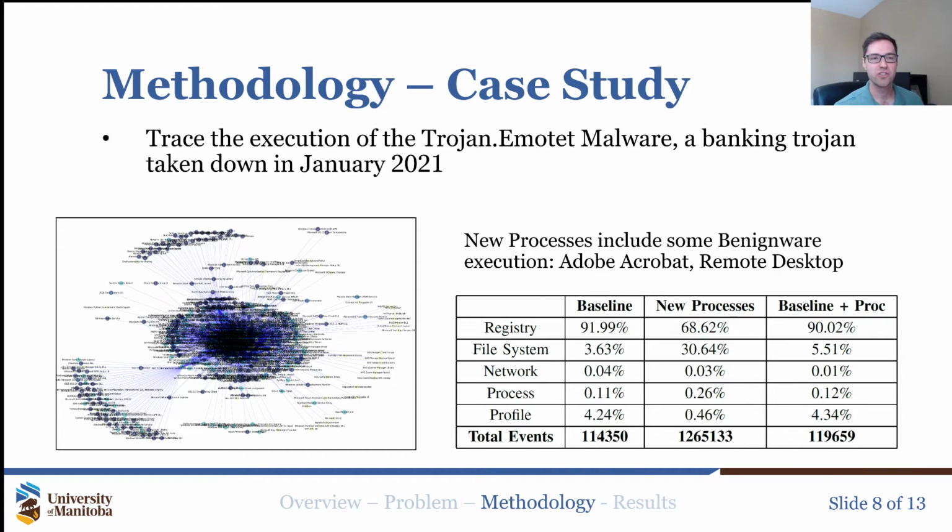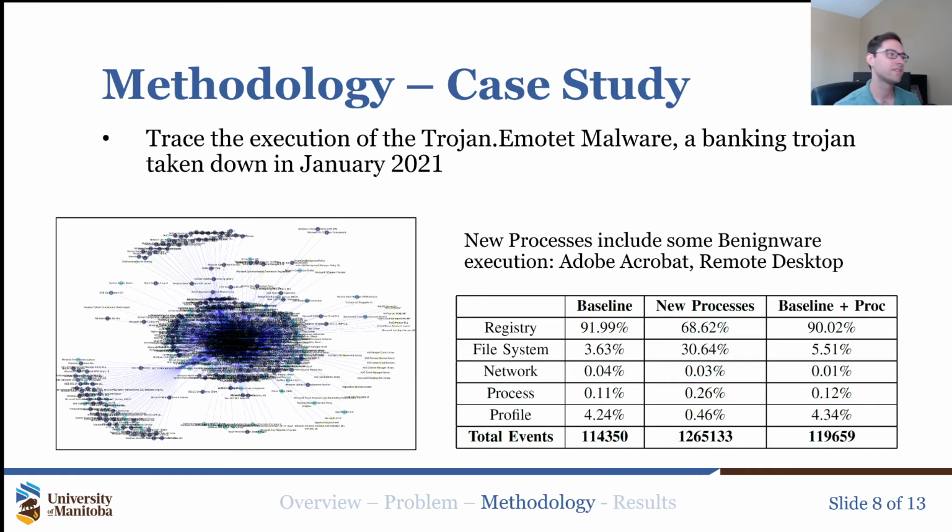So this is just to show that in a baseline, registry makes up the most part when it comes to activity. When new processes are executed, of course, a larger proportion of them become file system, as an image is taken and loaded into memory, and files are created on the file system all the time. But when you have the baseline and those processes, on the very right, baseline and new processes, what you find is that it returns back to sort of baseline.